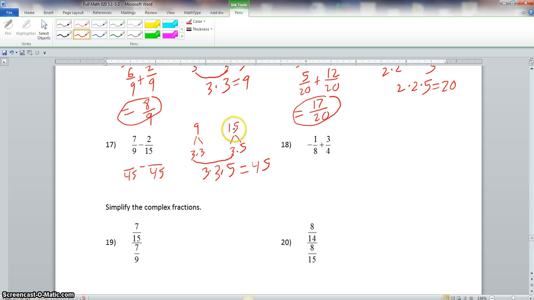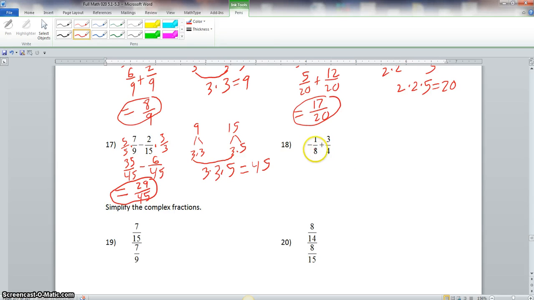Now we do a comparison. What does 15 have that 9 does not? It has a 5. So we multiply this numerator and denominator by 5. 5 times 7 is 35. Now here we compare 15 to 9. What does 9 have that 15 does not? It has an extra 3. So we'll multiply this numerator and denominator by 3. 15 times 3 is 45, and 2 times 3 is 6. So now we take 35 minus 6, which will give us 29, and our denominator stays 45. They have nothing else in common, so our final answer is 29 over 45.